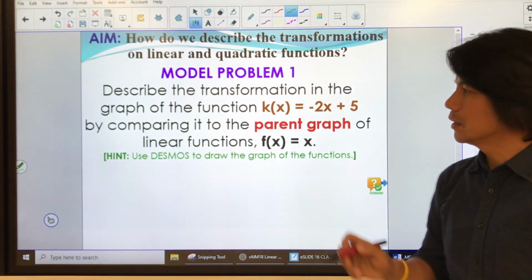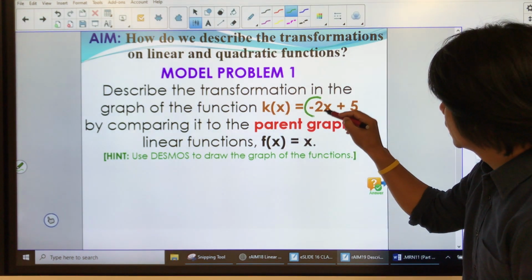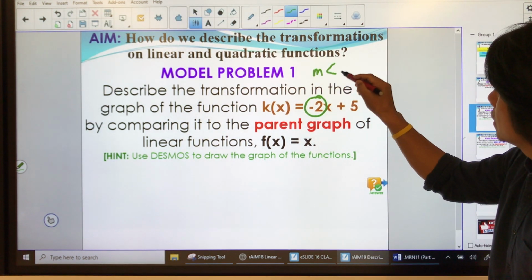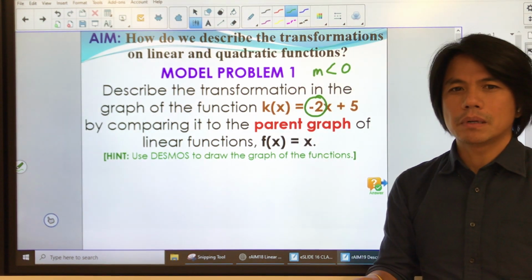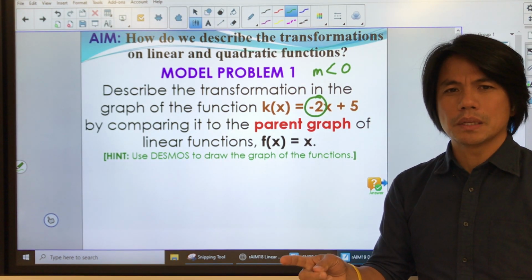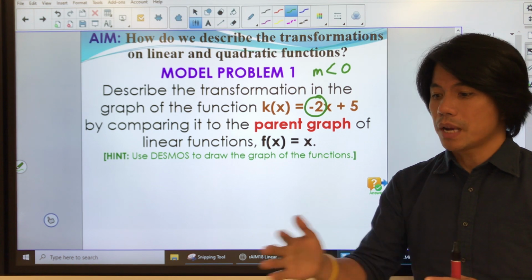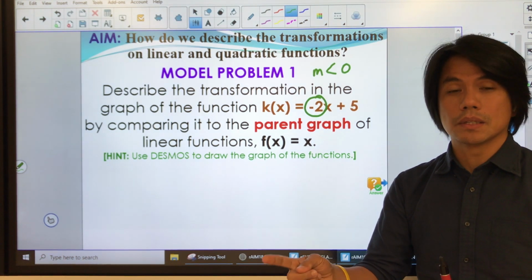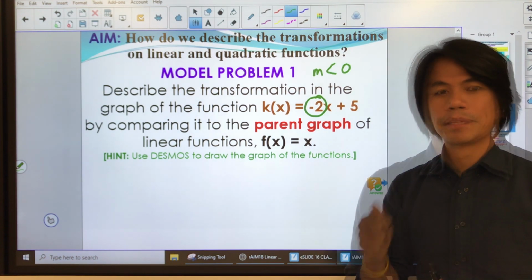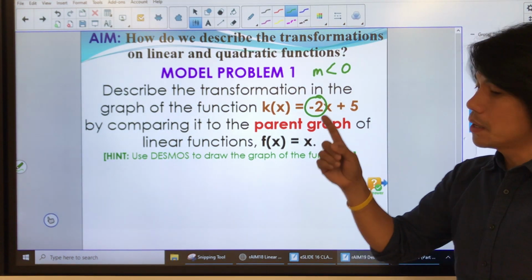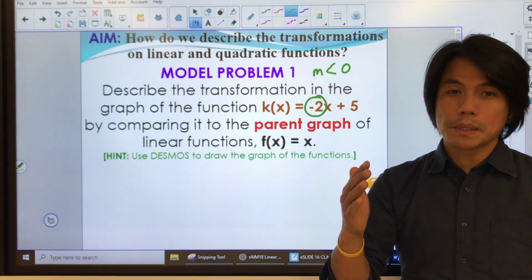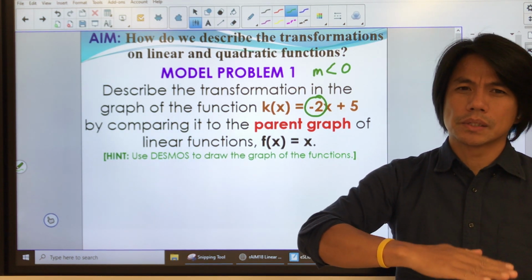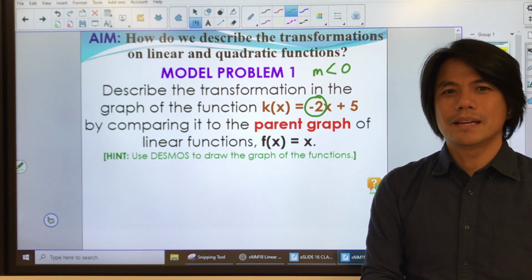Now let's take a look at the equation. So it says here negative 2x. So the m is less than 0. So what do you remember from the previous lesson that we discussed? So by the way, you can check the link inside the description box of the previous lesson that is connected to this one. So if m is less than 0, or the slope is less than 0, if you remember, the parent parabola rotates clockwise, right?